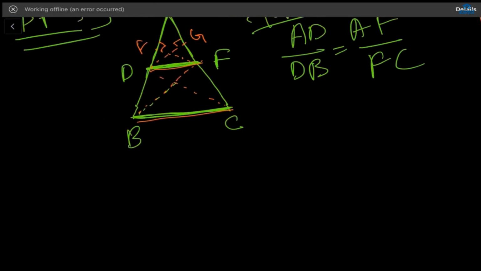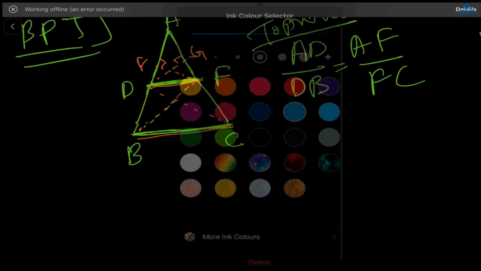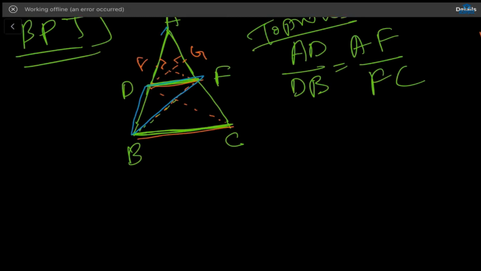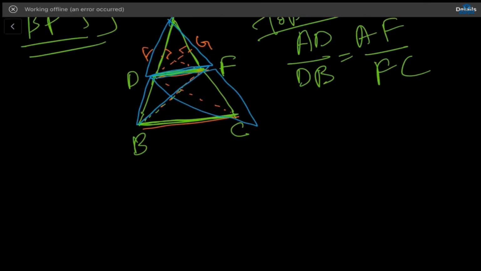Now, if you see the area of the triangle, which triangle am I asking? We are going to compare the area of this triangle and the area of this triangle, and then see the area of this triangle and this. So first, we are going to see the area of the triangle. What is the area of a triangle? Half base into height. Yeah.